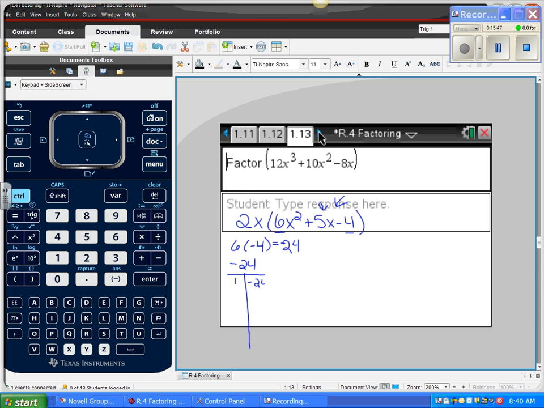1 and negative 24 won't work. Neither will negative 1 and 24. 2 and negative 12 won't work. Neither will negative 2 and 12, because remember, this is our goal. 3 and negative 8 gives us a negative 5. What about negative 3 and 8? That'll work. So negative 3 and 8 is what we wanted to find.